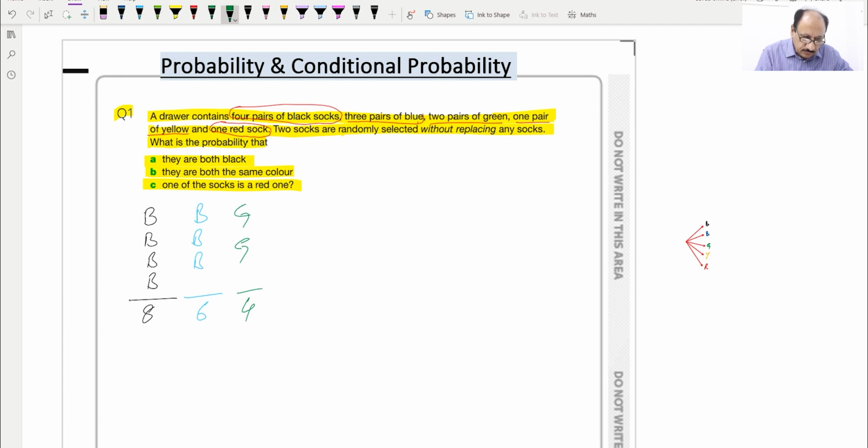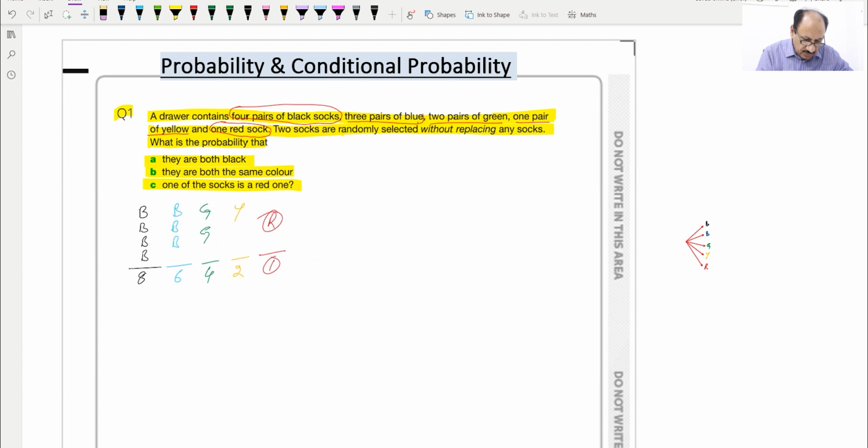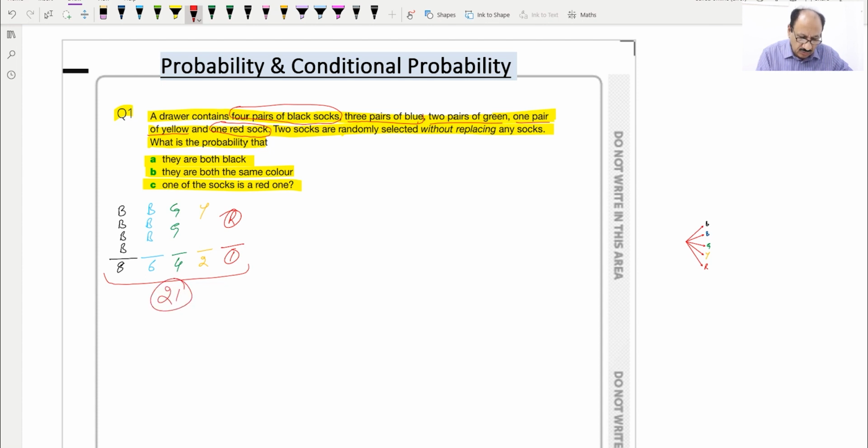And yellow is 1 pair, so yellow, if I take this color, this will be 2 socks. And red, they are saying only 1 sock, so this will be only 1. I'm just circling to indicate that this is only 1 sock, and I'm just reducing the size. If we check the total number of socks, how many are these? These are 21 socks, so there are a total of 21 socks.